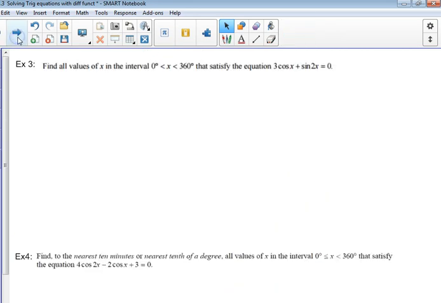Okay, let's try another one. Oh, good. This is the one I really wanted to get to. Okay, so let's look to see. What do you guys think? Okay, good. Double angle, super bad. We need to get rid of it. This is not okay. There's only one option.